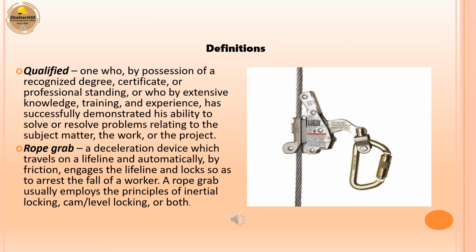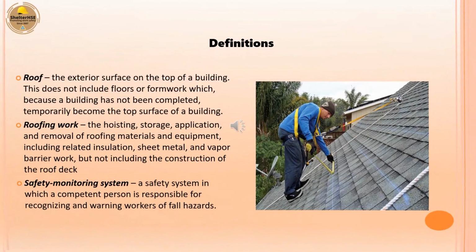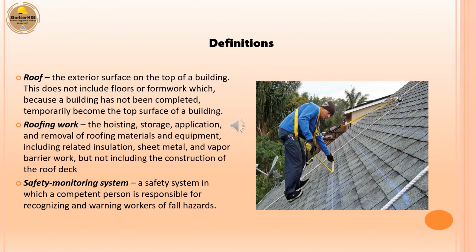Roof: the exterior surface on the top of a building. This does not include floors or form work which, because a building has not been completed, temporarily become the top surface of a building. Roofing work: the hoisting, storage, application, and removal of roofing materials and equipment, including related insulation, sheet metal, and vapor barrier work, but not including the construction of the roof deck. Safety monitoring system: a safety system in which a competent person is responsible for recognizing and warning workers of fall hazards.